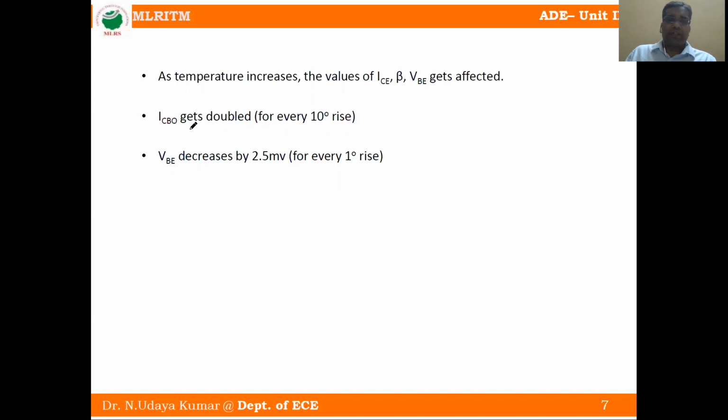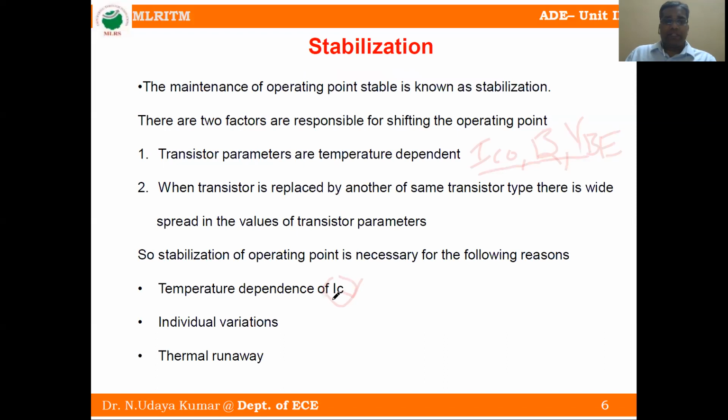So ICB0 gets doubled for every 10 degrees centigrade rise in temperature. For example, if the temperature suddenly increases by 10 to 20 degrees centigrade, then ICB0 gets doubled. VBE decreases by 2.5 millivolts for every 1 degree centigrade rise in temperature. Okay, so that is the temperature dependence of IC.